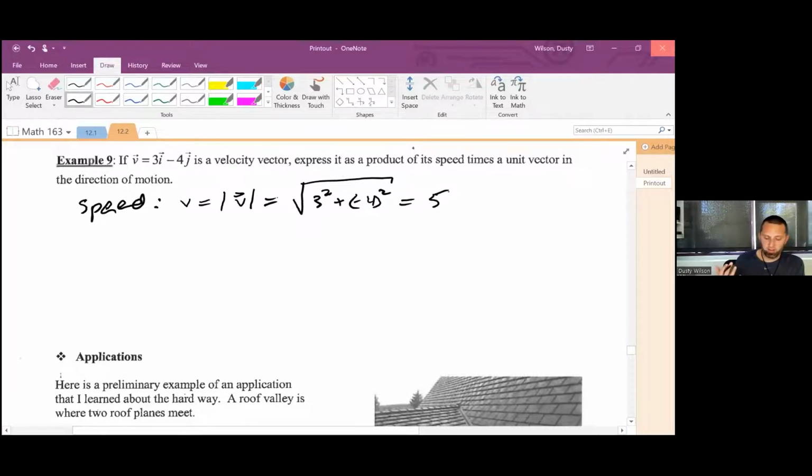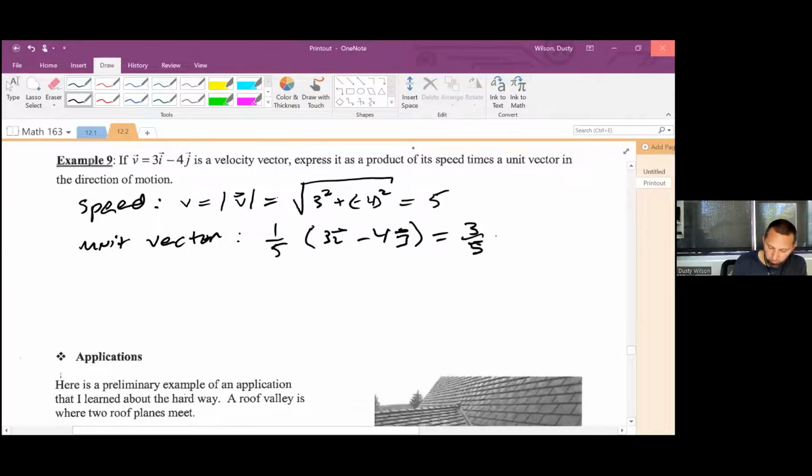So our velocity vector is given. The speed is just 5. In this case, no units because it's a math class. Maybe it's in meters per second, something along those lines. And so our unit vector would be 1/5 times 3i minus 4j, or 3/5 times i minus 4/5 times j.